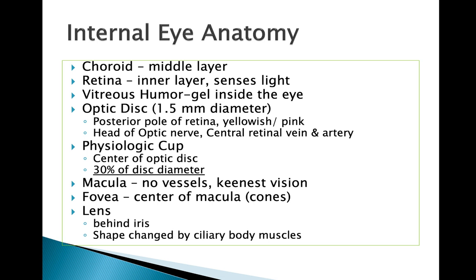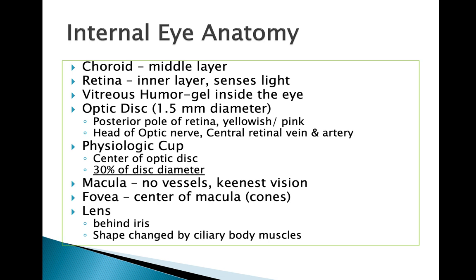The retina is the inner layer of the eye, which senses light. And the vitreous humor is the gel inside the eye that gives the eye its shape. If you have a globe rupture and the vitreous humor comes out, then the eye becomes misshaped. And we're going to talk more about that when we talk about trauma.